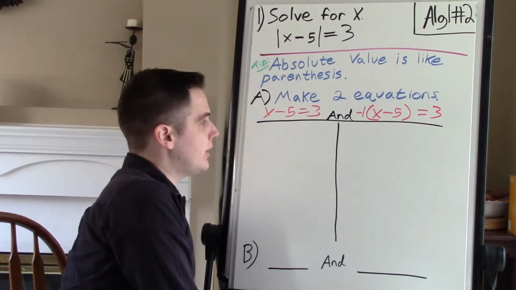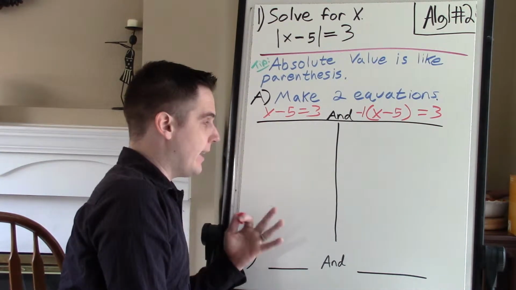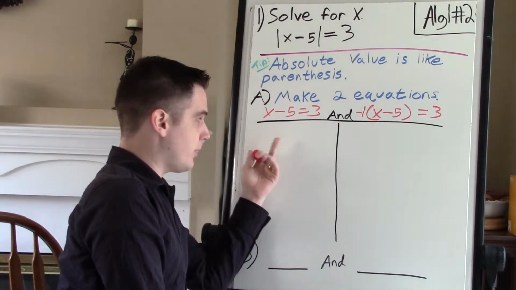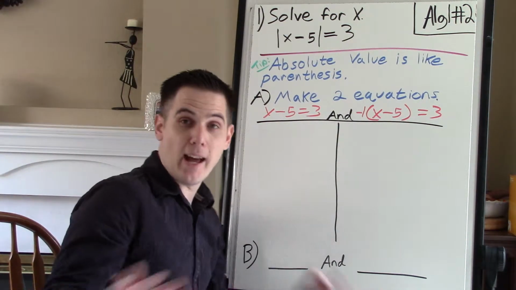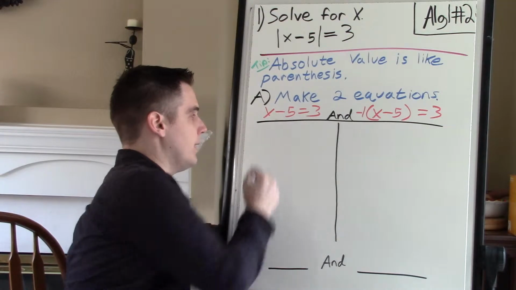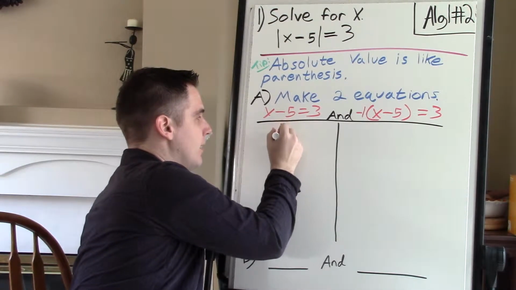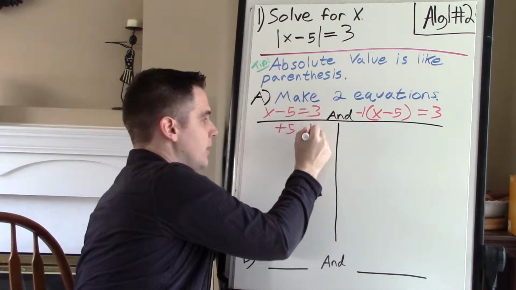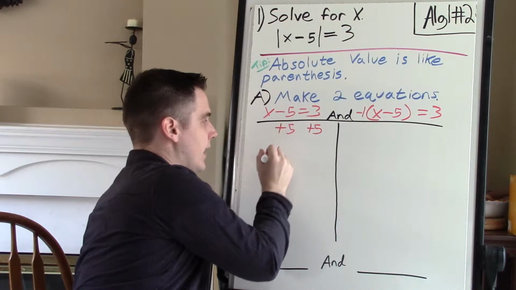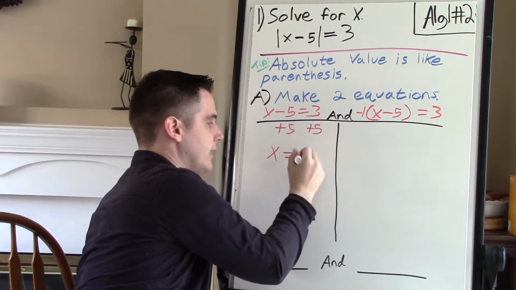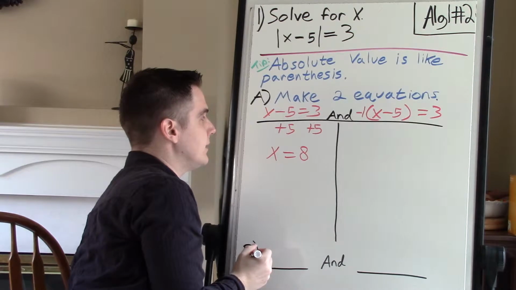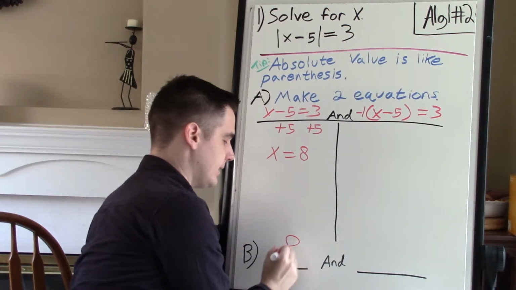So the next thing you're going to do is solve both of them. And when you get to the end, you're going to have an answer for over here and an answer for over here, and that's your answer. So let's go ahead and solve it. We'll start with the easy one. Plus 5, plus 5. x will equal 5, 6, 7, 8. And we're done. x equals 8.